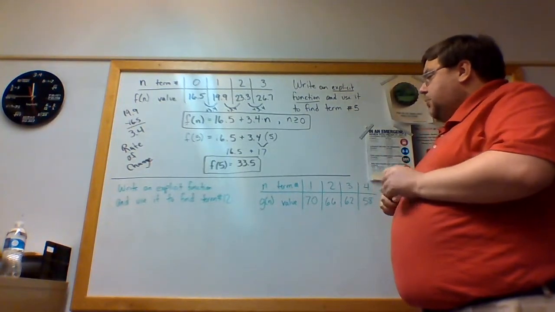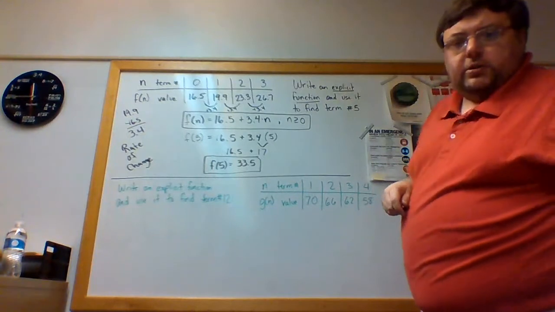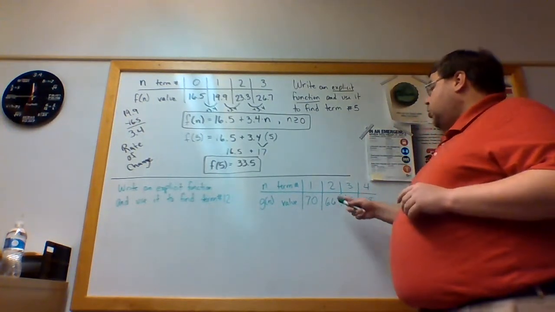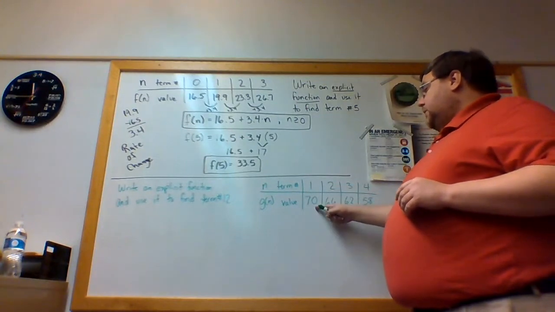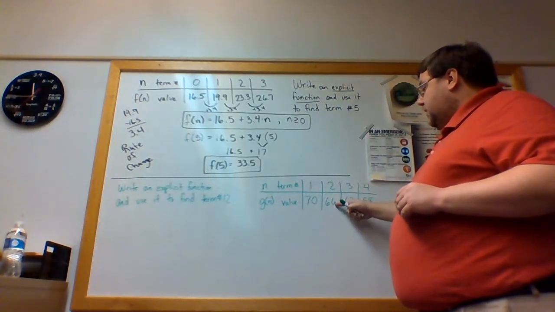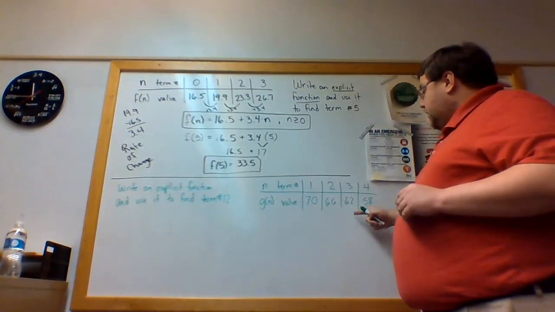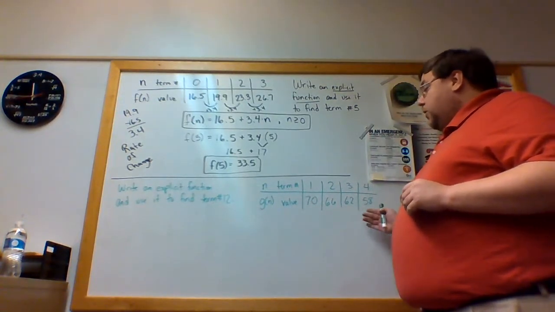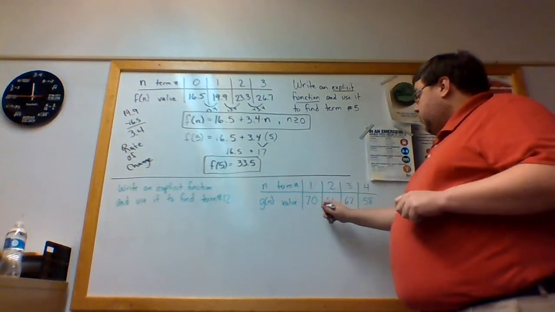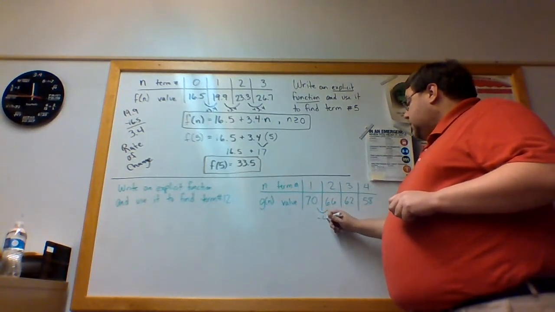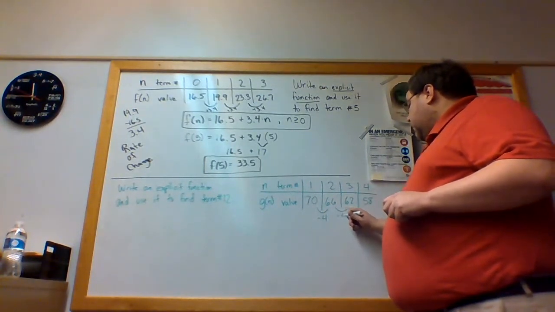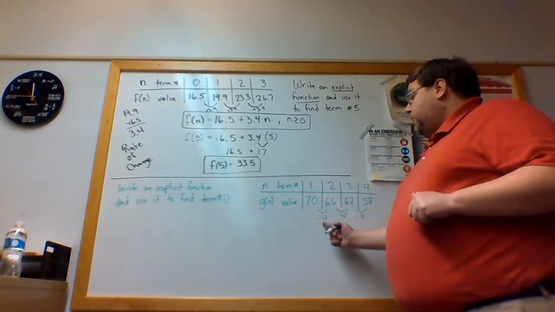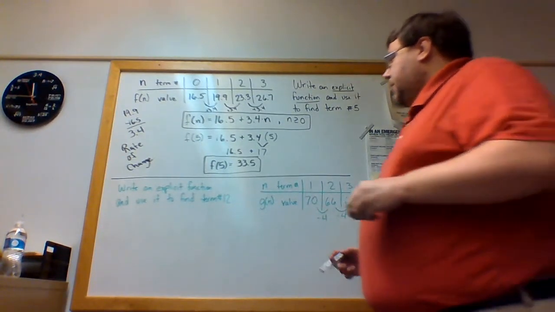The second example is just a little bit different because we have, starting from term number 1 is 70, term 2 is 66, term 3 is 62, and term 4 is 58. It is still an arithmetic sequence. In fact, this one's a pretty easy one to figure out. It's subtracting 4 over and over again. Remember, next minus previous could have told you that if you got stuck.